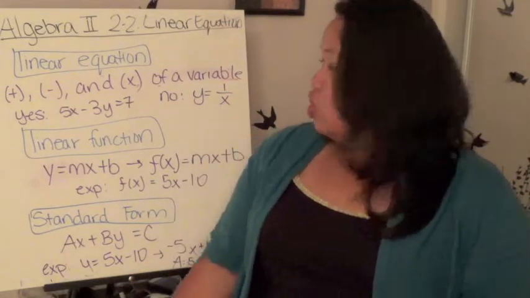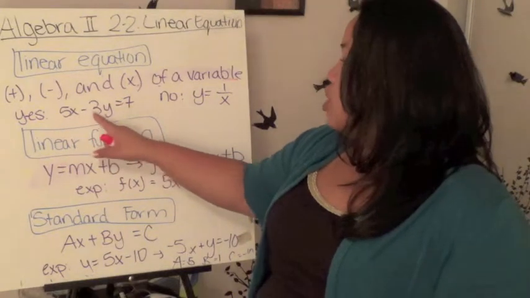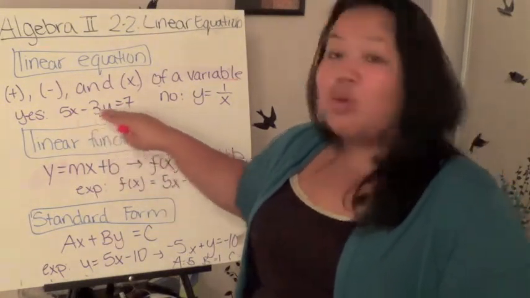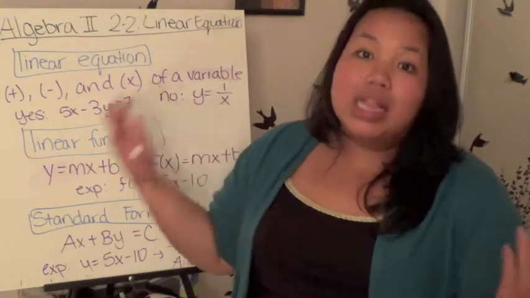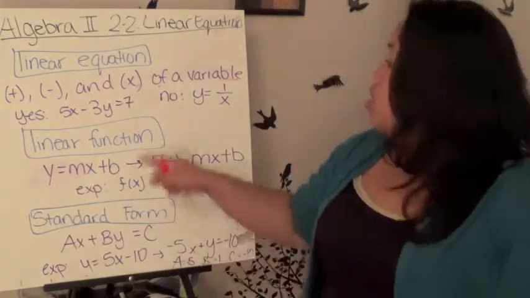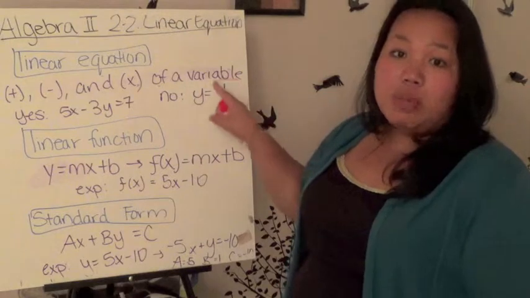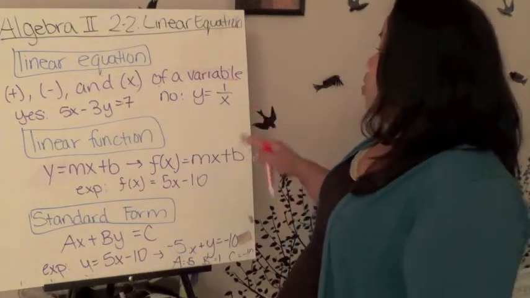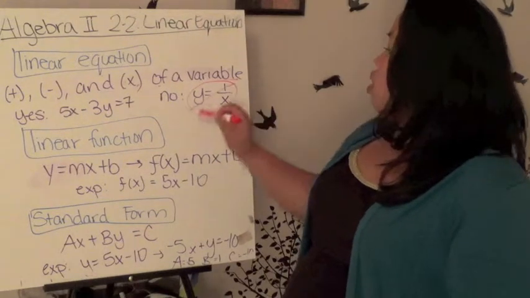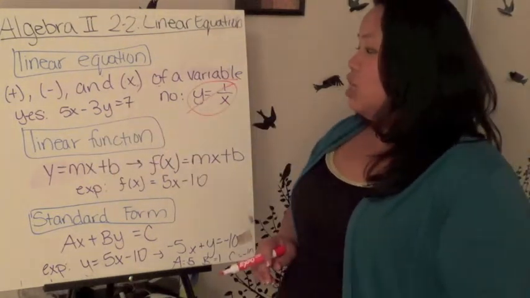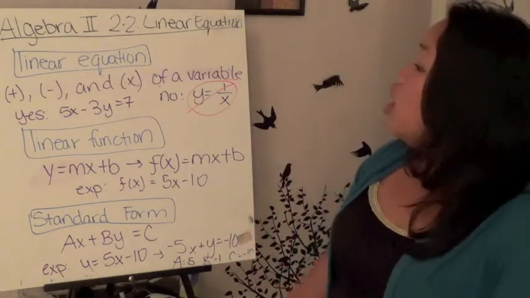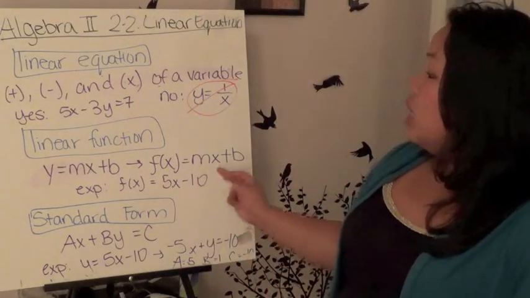It has no division. So something like this, 5x minus 3y equals 7, when it means a linear equation, it means if I graph this, it would look like a line, hence the term linear. This, if I graph this, it would definitely not be a line because of this divided by x. So this is no. And this is yes, 5x minus 3y equals 7. Even though it's not the same formatting you're used to, it is in fact a line.